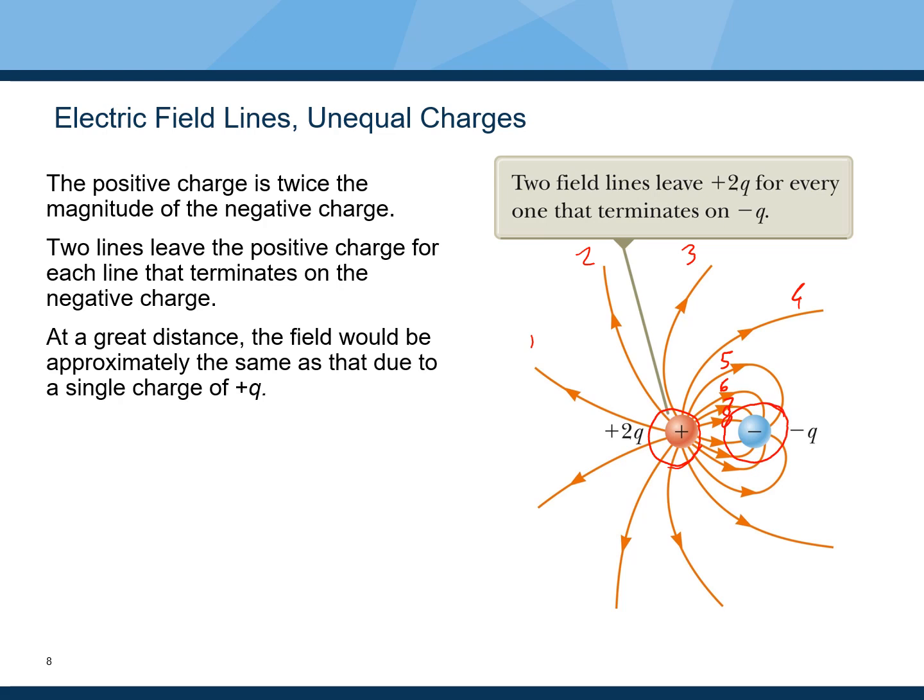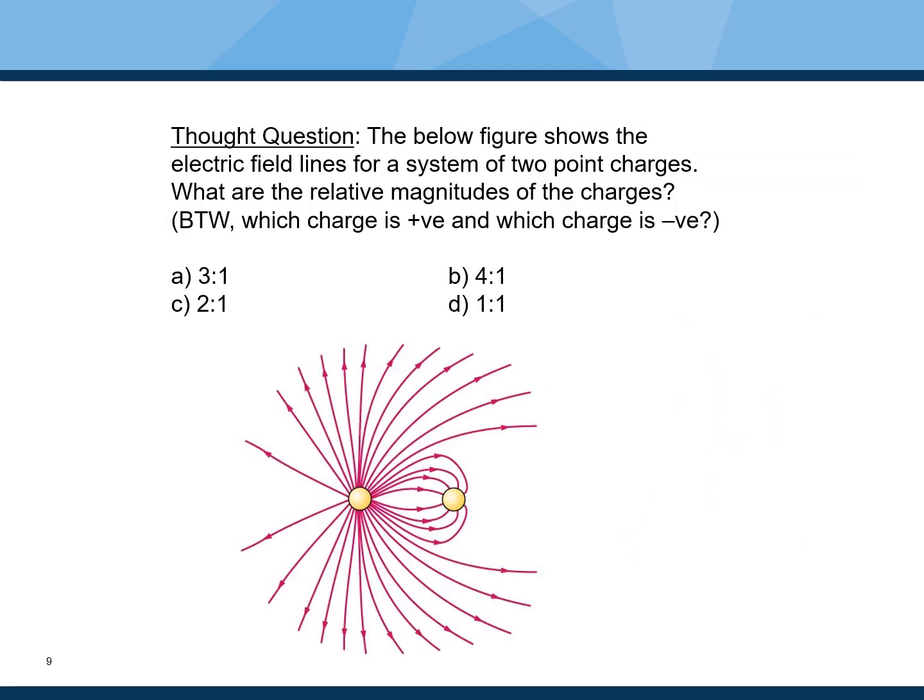So this tells you that if you have a visual depiction of field lines, you can actually go ahead and make at least a relative or qualitative assessment of the amount of charge in that particular system. So that's a useful idea, and that idea is actually reinforced in this thought question where we're essentially asking you what is the ratio of the two charges that you see.